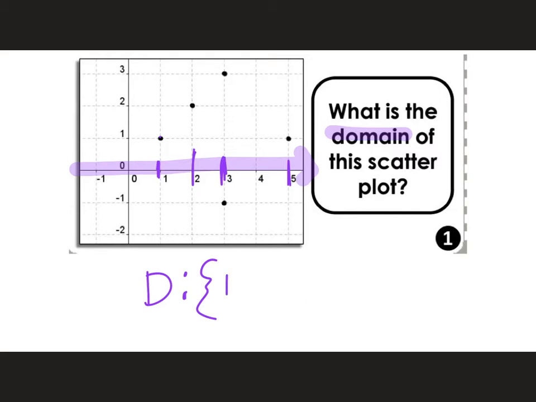So in this case, we have 1, 2, 3, and then 5. Notice, even though there are 2 points located at 3, I'm still only listing it once.